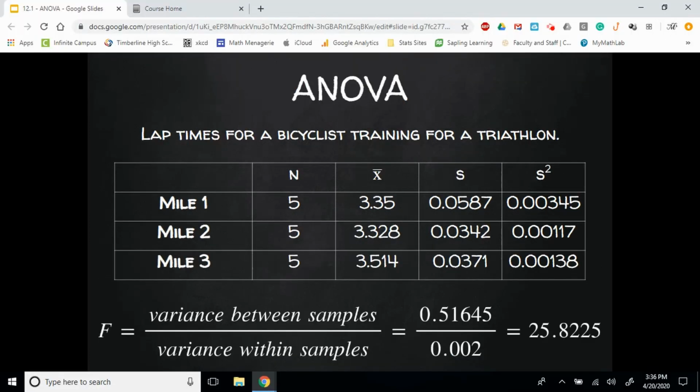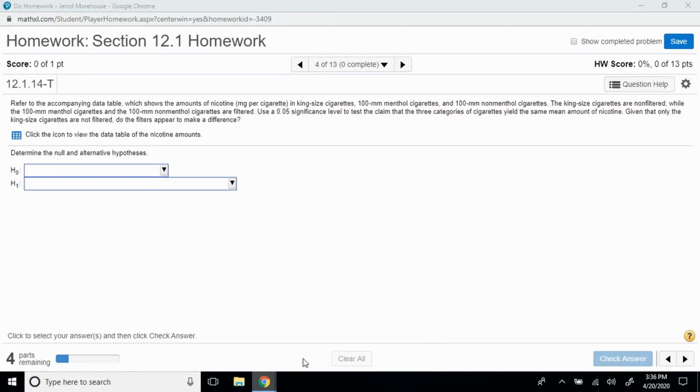Okay, I want to go over to StatCrunch and do an example with you guys. Remember, we're just kind of skimming the surface of this topic, so we're not going to get real in depth. But let's read this example together.